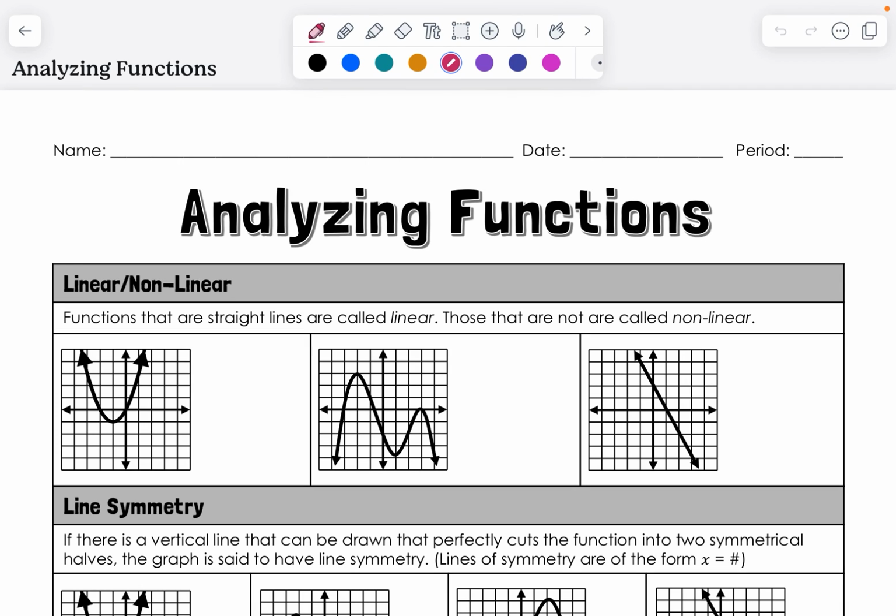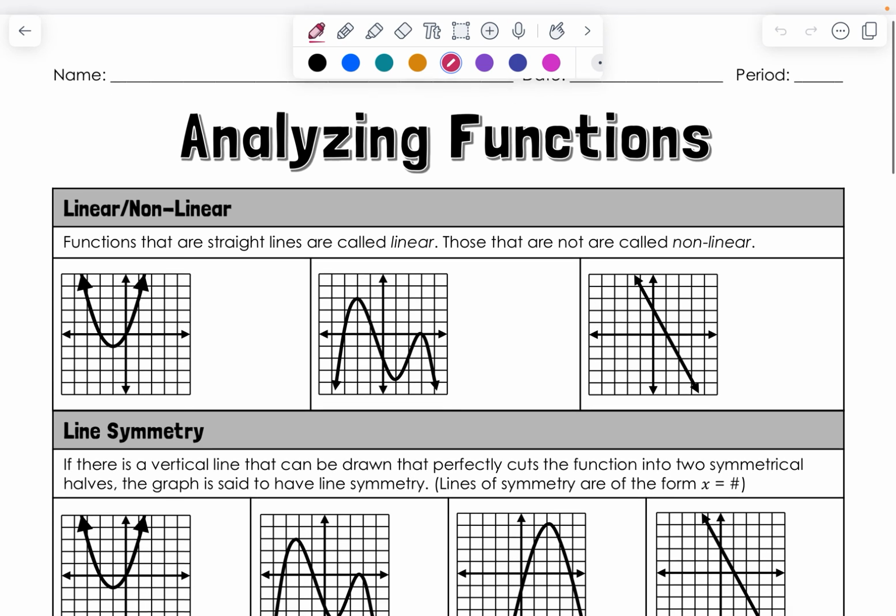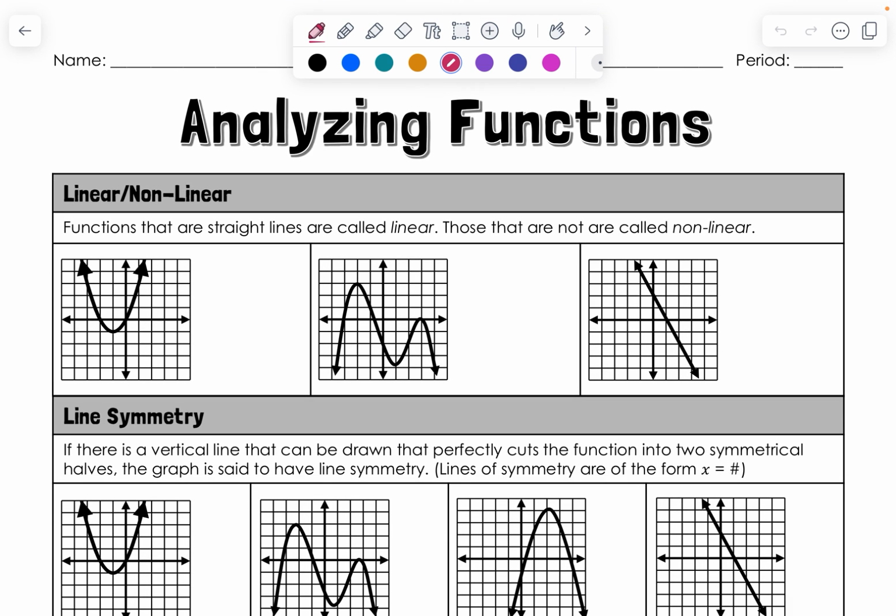Today we are talking about analyzing functions. Now, functions can be linear or nonlinear. So I want you to focus on the word line and the word linear. I think we've already used that word before. So functions that are straight lines are called linear. So they're pretty easy to recognize.